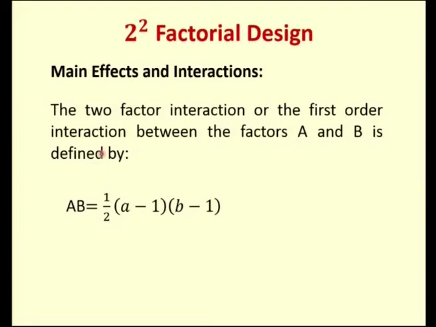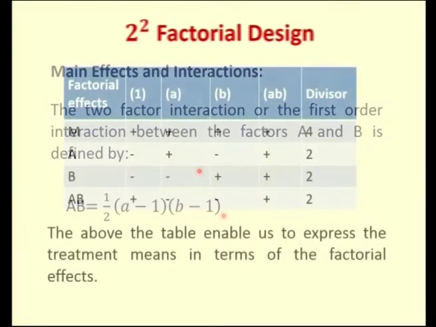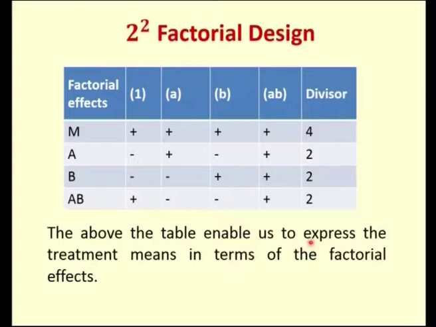So, this is nothing but the interaction between the factors A and B, which is given by 1/2 [(a - 1)(b - 1)]. This table enables us to express the different means in terms of the factorial effects. So, we have factorial effects and the different combinations, and we also have the divisor. This is based on the positive signs in the table.